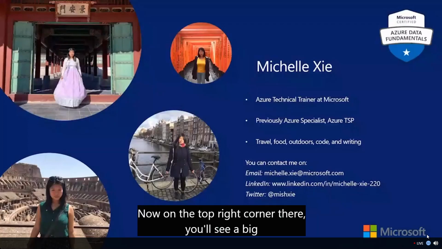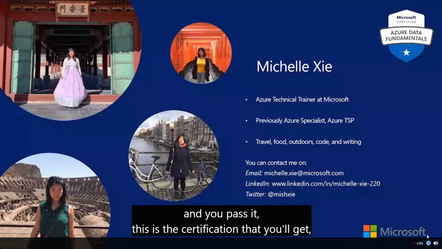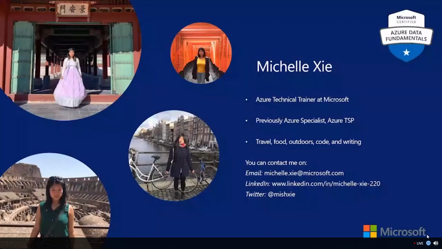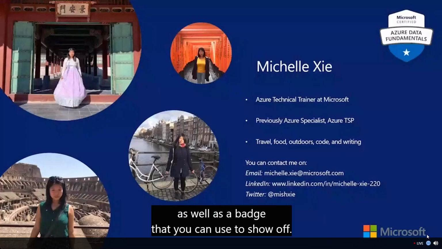Now, on the top right corner there, you'll see a big Azure Data Fundamentals badge. Now, if you sit the DP900 exam and you pass it, this is the certification that you'll get. So you'll get the Azure Data Fundamentals certification as well as a badge that you can use to show off.